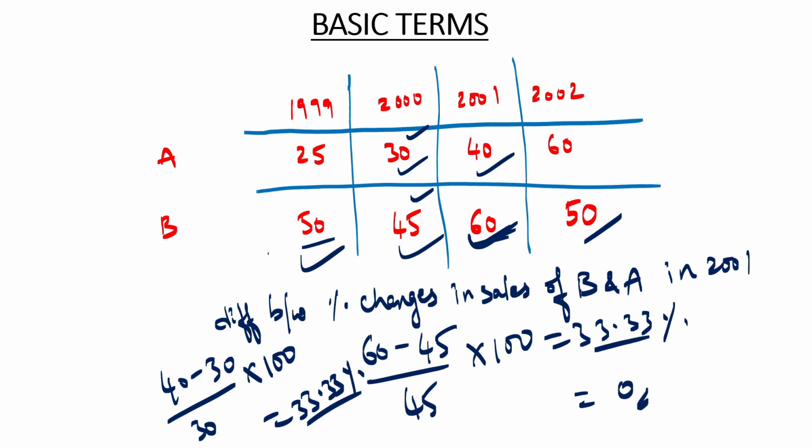And we have some more important terms like inflation, depreciation, deflation, appreciation, and the compounded annual growth rate, as well as the average annual growth rate.